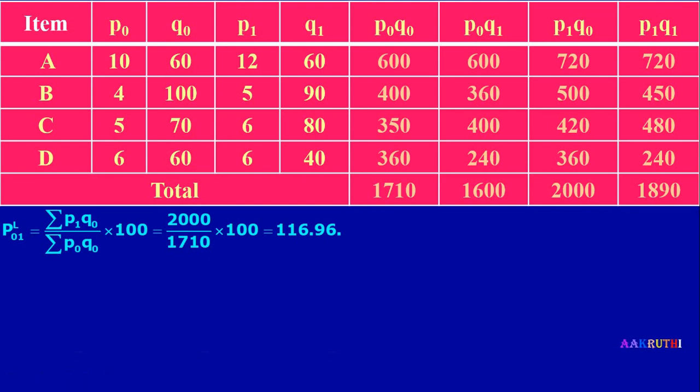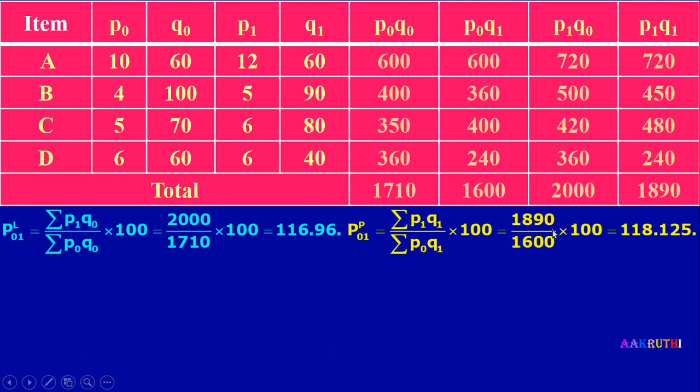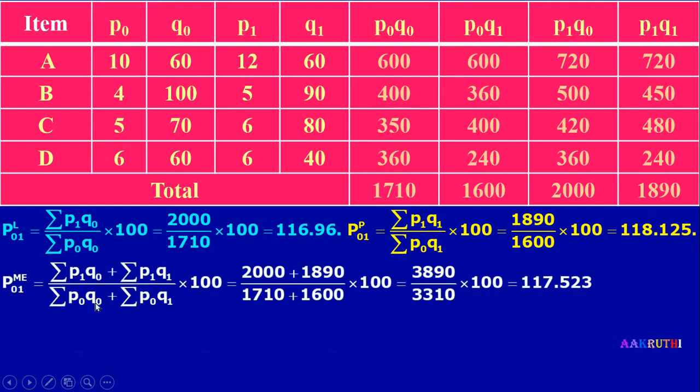Then we have to calculate Paasche's price index number. In Paasche's price index number, you have to use only current year quantities. So the formula is summation of P1Q1 divided by summation of P0Q1 into 100. So it is 1890 divided by 1600 into 100. So the answer is 118.125. Therefore, Paasche's price index number is 118.125.